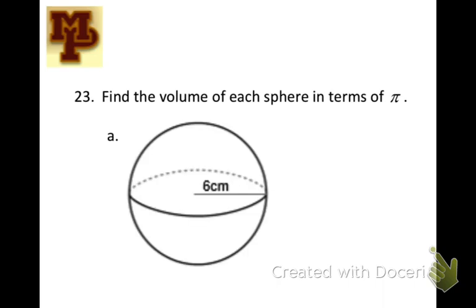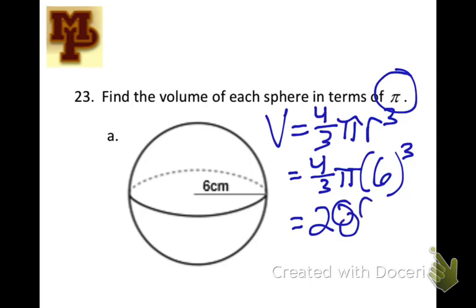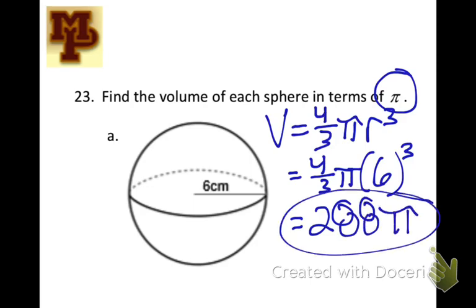Volume of a sphere, so the formula we're going to use for this one, it's 4/3 pi r cubed. So it's going to be 4/3 pi, and then it's going to be 6, and we're going to cube it. And if it says to write it in terms of pi, that means we're going to multiply all the numbers together, and we're going to just leave the pi in the answer. So this one will be 288, and then we'll just include the pi.